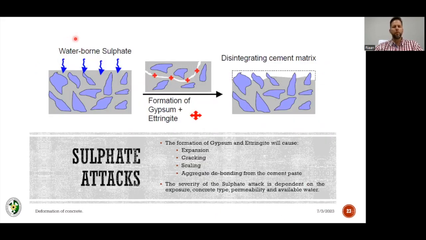So schematically, the waterborne sulfate enters the surface. It starts forming this little layer where it reacts in the concrete, and it starts breaking it down. So this disintegrates the concrete matrix, this gray schematic here, where your surface of concrete becomes completely degraded.